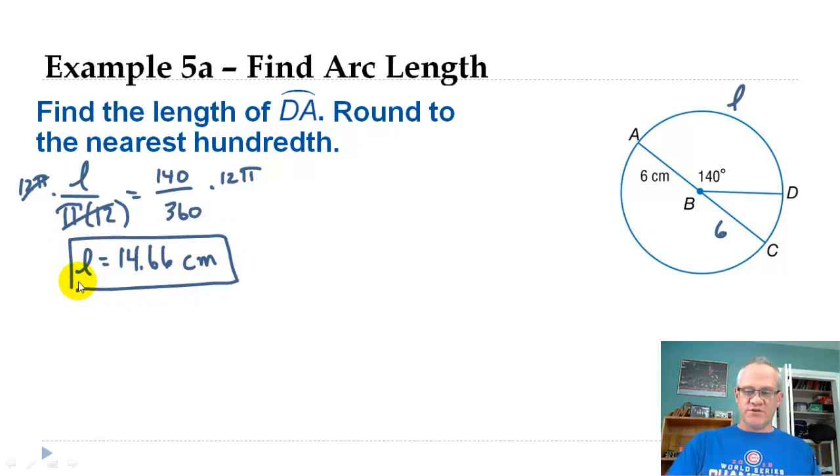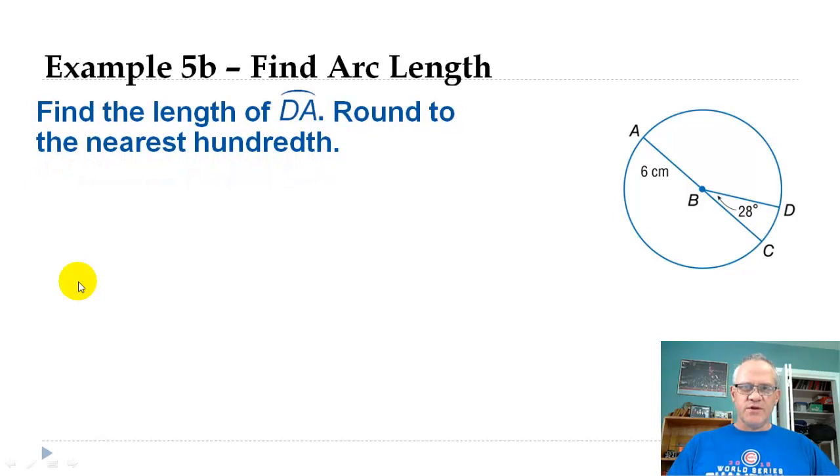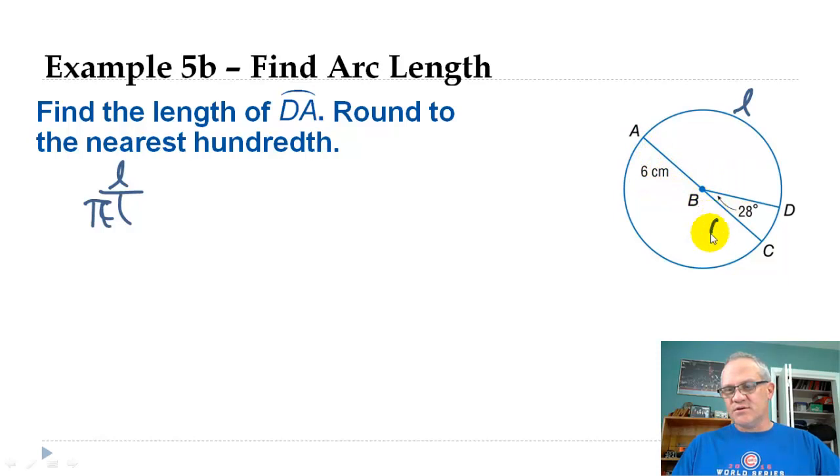Okay, let's look at one more because that one's a little difficult. Same thing, we're going to find the length of DA, so it's the same L, rounded to the nearest hundredth. Let's set up our equation again. It's going to be the length divided by the total length, which is the circumference, or pi times diameter. And again, the diameter is going to be 6 plus 6, or 12.